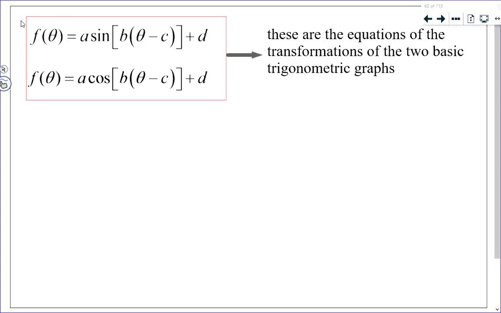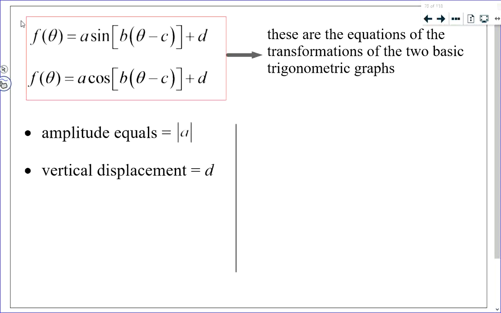These two templates, I guess I'll call them, are on your formula sheet. And these are used to explain and describe and work with transformations of y equals sine of theta and y equals cos of theta. In these equations, if you take the absolute value of a, we can certainly think of the absolute value of a as a stretch factor, and it is, but in terms of these functions, it's better to say the absolute value of a is the amplitude. D is what's called the vertical displacement. C is referred to as the phase shift.